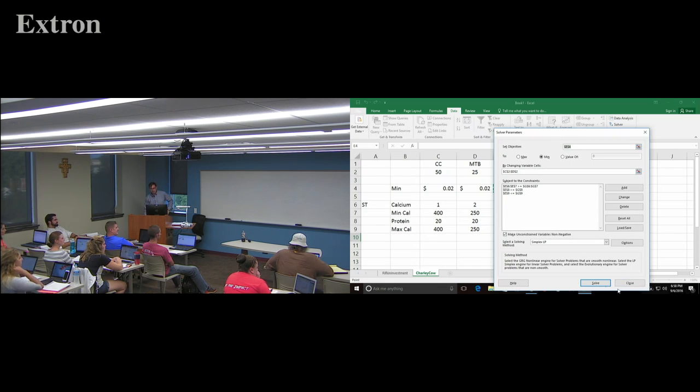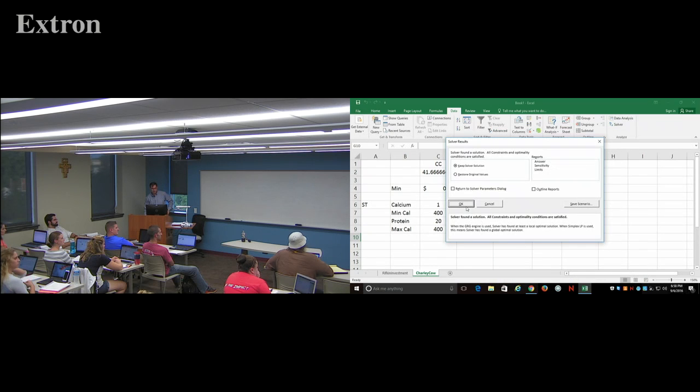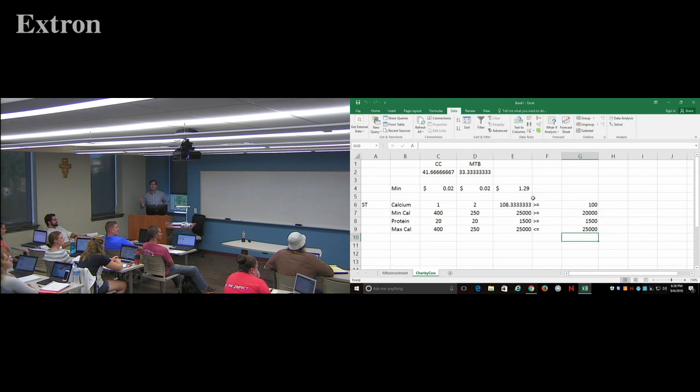So if I click solve, I found the solution, but now it goes up. It's $1.29. It's not as good, but now it's in that range, right? It's in that 20,000 to 25,000 calorie range. Okay.